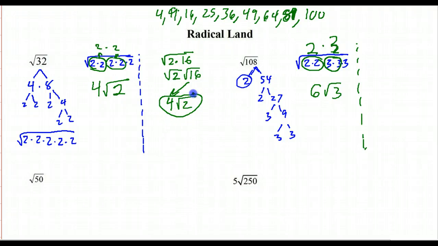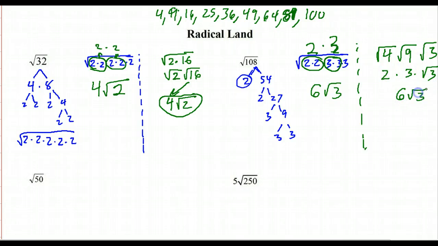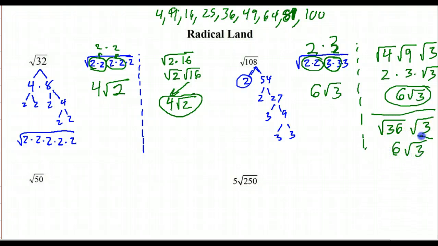Just if you use this method, make sure there are no perfect squares left in there. 108, it's a little bit harder. Is there a 4? Yes, but we want to go big. So we know we have a 4. We also know we have a 9, and we have a 3. So that's 2 times 3 times radical 3, which is 6 radical 3. Sometimes it's a little bit harder to see. And for me, I saw a 36. So that gives us 6 radical 3.